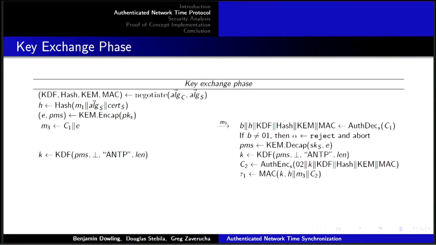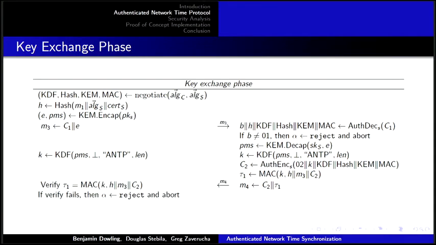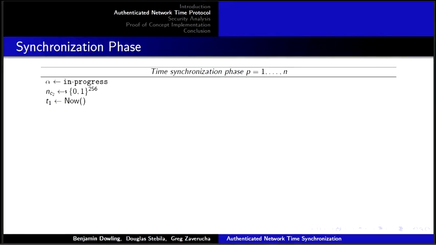The server uses the pre-master secret as input to the KDF in order to generate the session key, and then utilizes, again in a session ticket fashion, an encryption of a second opaque value. Finally, the server uses the session key to generate a MAC over the hash value concatenated with the client's M3 message and concatenated with its second opaque value, which the server promptly sends to the client. The client verifies the MAC, authenticating both the negotiation phase and the key exchange phase.